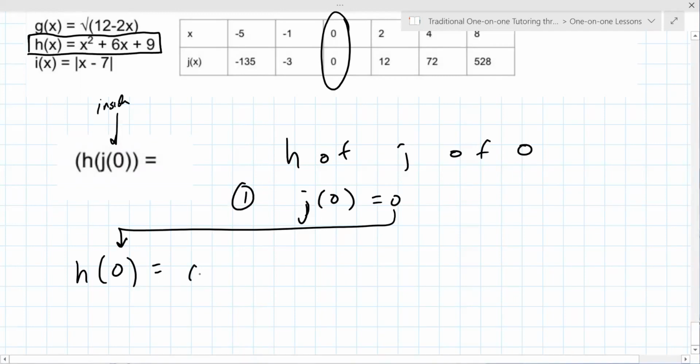So to get h of 0, you put 0 squared plus 6 times 0 plus 9.